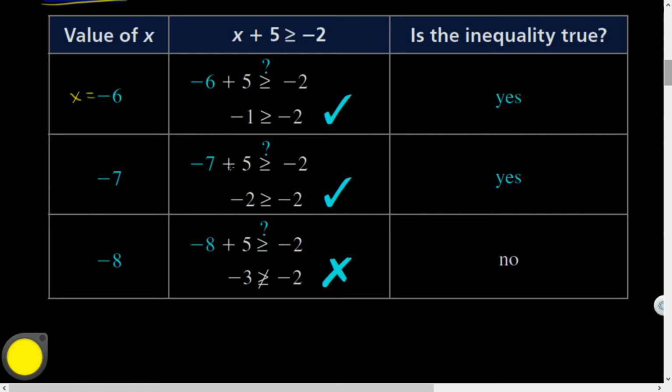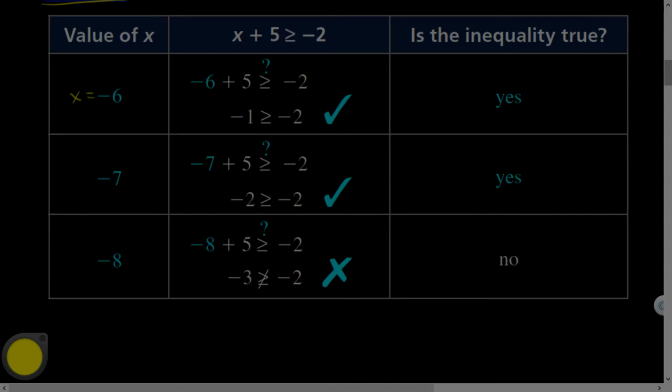How about -7? -7 plus 5 is -2. Is -2 bigger than or equal to -2? Yes, Ethan, right? Because of the equal to part. I think you guys agree it is not bigger than itself, but it's equal to itself. So that works. That's legitimate. That is on the line. That barely counted. And -8 plus 5 is -3, and that is not greater than or equal to -2. That is smaller than -2, and therefore is not a solution of the inequality.